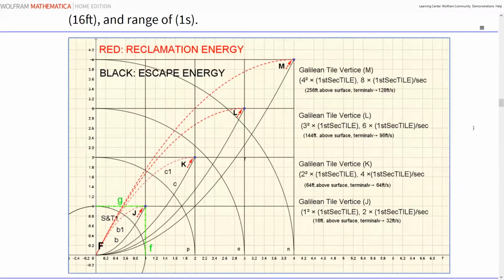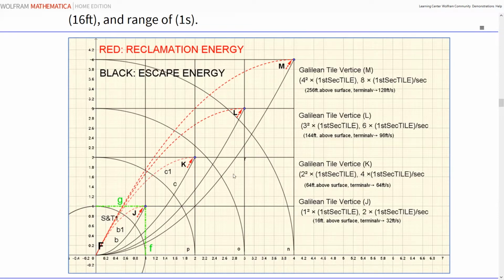Let tensor B be the energy expended to reach J. It starts from F with 0 slope, and tensor B1 is the reclamation energy of freefall, falling from vertex J with 0 slope. Galileo's vertex tile J data field reads: first second, 1 second squared times the first second tile is 16 feet above the surface. 2 times the first second tile per second is 32 feet per second terminal velocity.